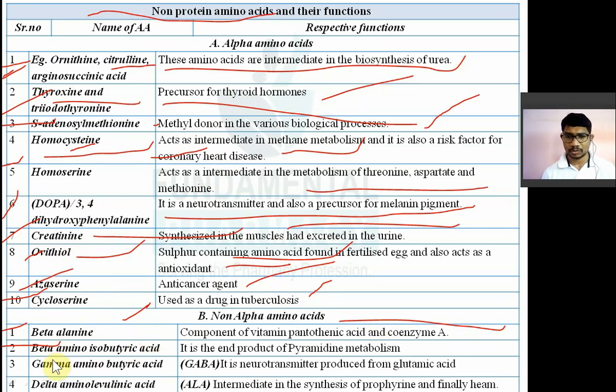So these are nothing but the examples of non-protein amino acids. मतलब ये अमीनो एसिड्स प्रोटीन के स्ट्रक्चर में नहीं रहेंगे, ये पार्ट नहीं लेंगे. These are the amino acids known as non-protein amino acids.